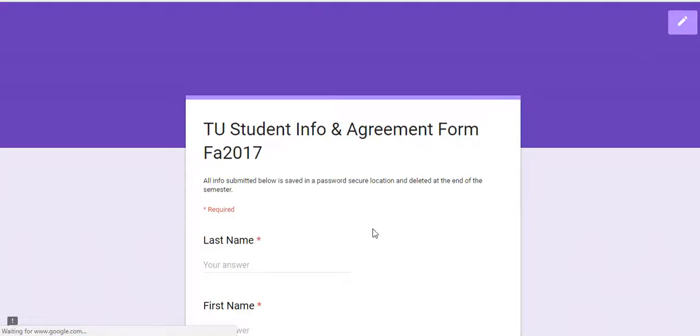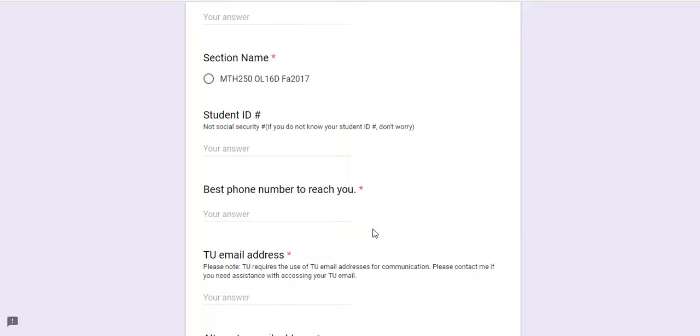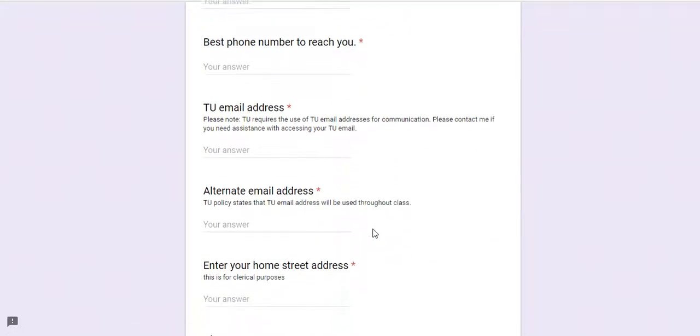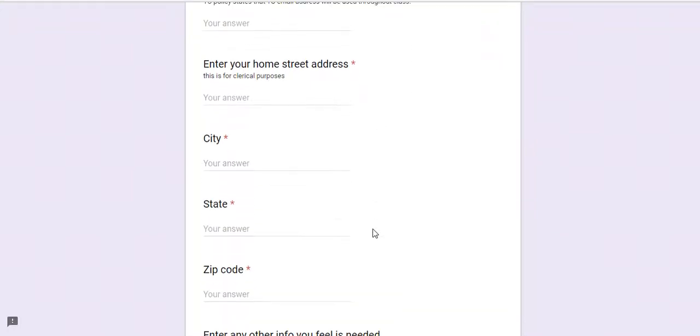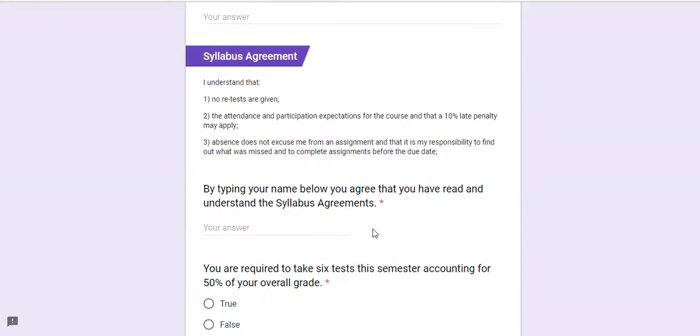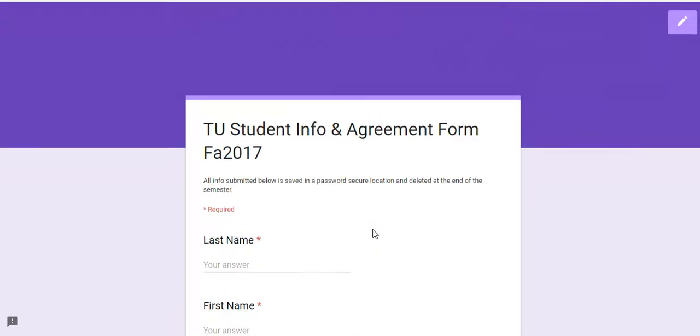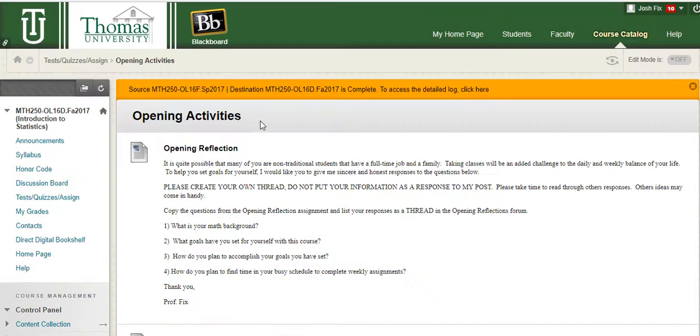Basically what this form does is collect a little bit of information from you, so that I have some updated information. Sometimes people move, and so this will give me the most updated details in case I need it. It also has the syllabus agreement. It's making sure that you're telling me, yeah, I understand, I read the syllabus, I listened to all this stuff, I listened to the welcome video that you're listening to right now. It's just an accountability piece. So that's the last thing you'll do with the opening activities.